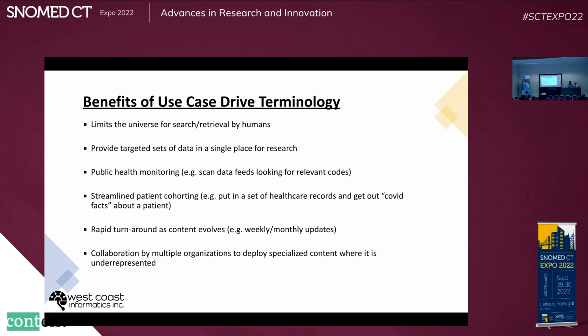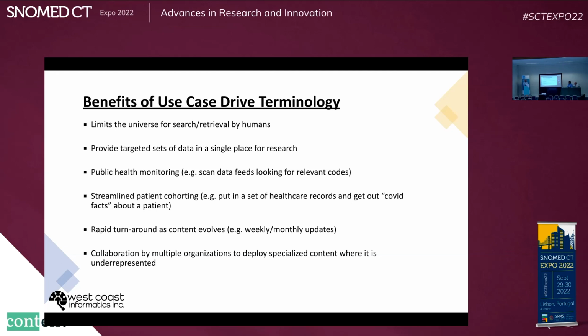So having smaller sets of data is good for, for example, search and retrieval. If I want to focus my search and retrieval of concepts within SNOMED, you can do that by just focusing on the use case itself. Having targeted sets of data in a single place for research or reporting, public health monitoring, streamlined patient cohorting, a rapid turnaround of content, not just within creating content, but also republishing reference sets and value sets as you look and find missing content. And then also collaborating between multiple organizations.